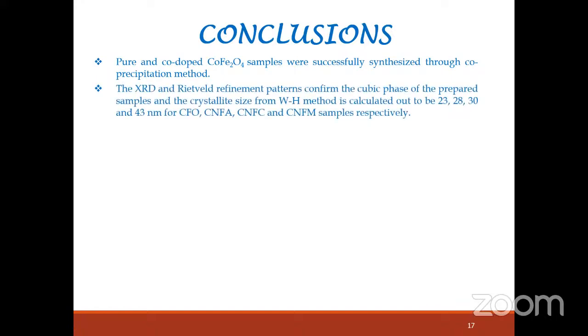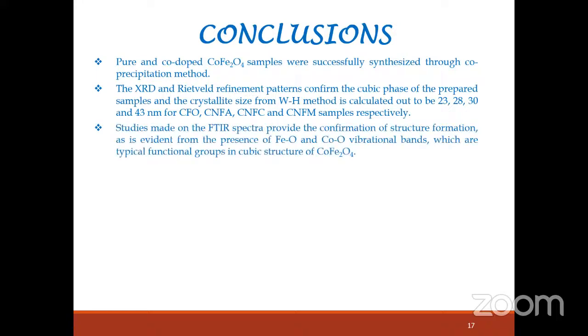So these are the conclusions of my work. The pure and co-doped cobalt ferrite samples were successfully synthesized using the co-precipitation method, and the XRD and Rietveld refinement methods were used to confirm the successful structure formation, and the different crystallite sizes have been calculated for all the samples. And the studies made on the FTIR spectra provide the confirmation of structure formation, as is evident from the presence of iron-oxygen and cobalt-oxygen vibrational bands, which are typical functional groups of the cobalt ferrite.